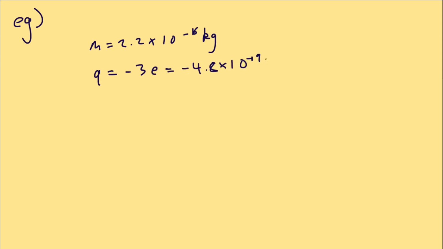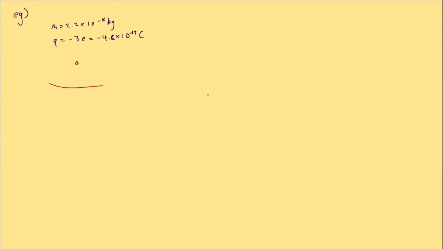It's time for an example problem. A tiny dust particle in a lab has a mass of 2.2 times 10 to the power of negative 16 kilograms, and has a charge of negative 3e, which is negative 4.8 times 10 to the power of negative 19 coulombs. This little dust particle, you want to try and levitate it. You're trying to suspend it in the air using only an electric field. The question is, what is the minimum electric field strength to keep this particle from falling? This is a force balance problem. You're trying to balance the electric field force with gravity.